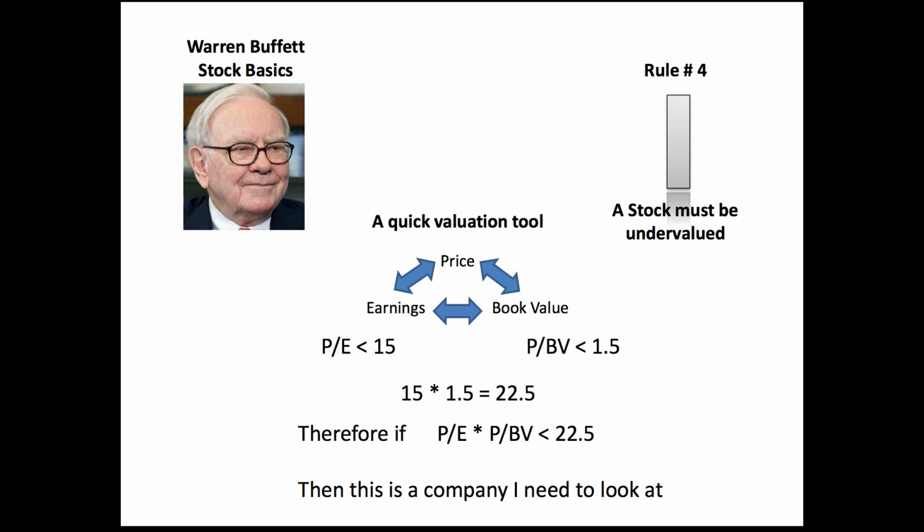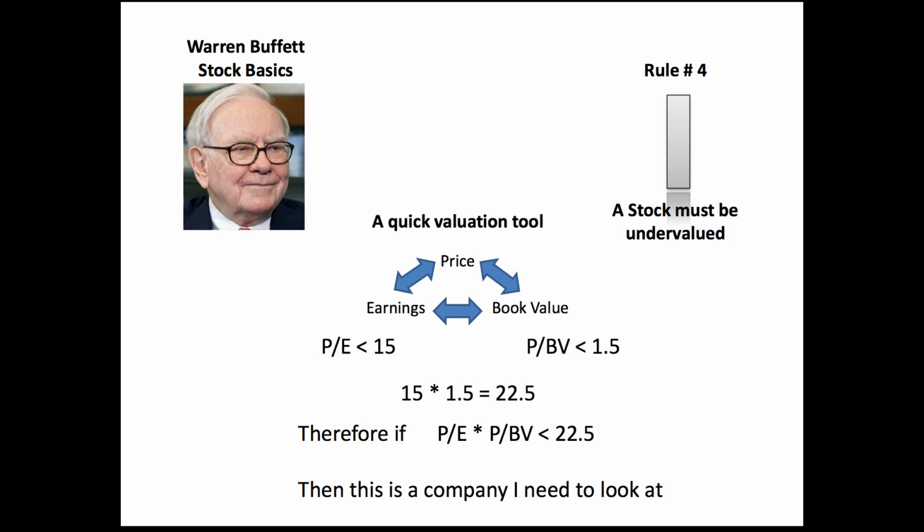So what he said is, I'm looking at this big book of all these ratios and terms. I can quickly assess whether a company is something I'm interested in by taking that PE and multiplying it times the price to book. And if the number comes out below 22.5, this is probably a company that I really want to take a closer look at.